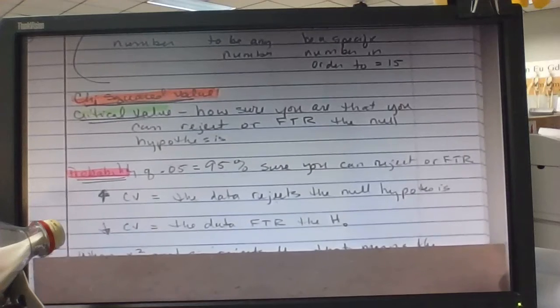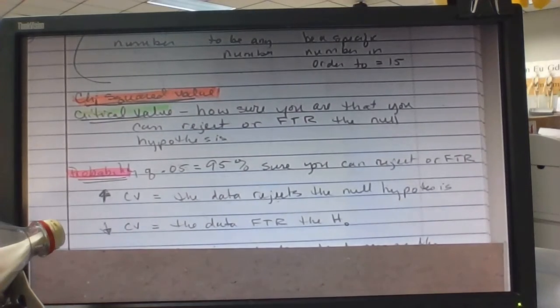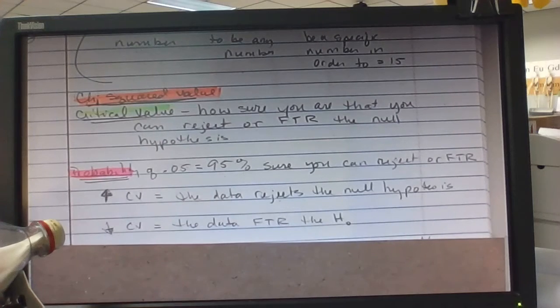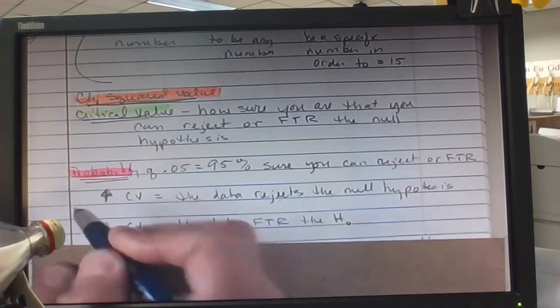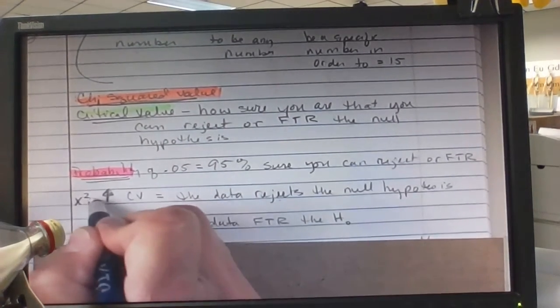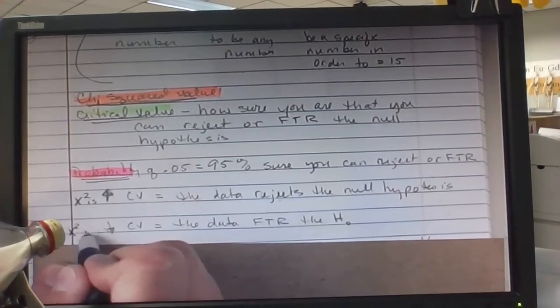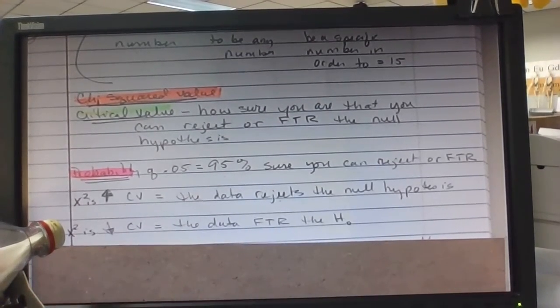So CV, I know, means critical value. My arrow up means my chi-squared value is above the critical value, and arrow down means chi-squared is below the critical value. If my chi-squared value is above the critical value, the data rejects the null hypothesis. If my chi-squared value is below the critical value, the data fails to reject the null hypothesis.